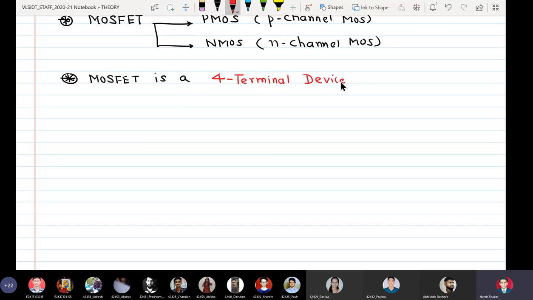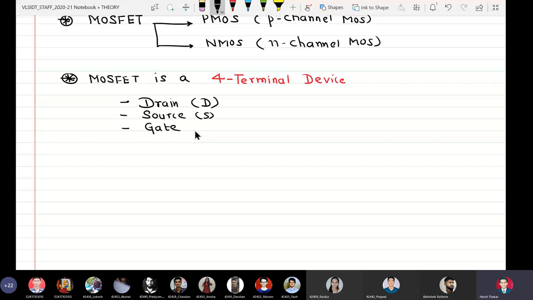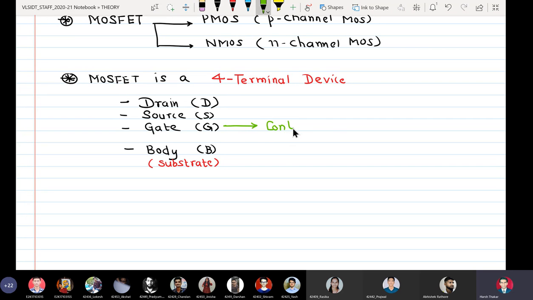Not a three terminal device. Drain D, source S, gate G, and fourth is body terminal B, also sometimes known as substrate. And this gate terminal is also known as control terminal, because it is responsible for turning on and off the device. Why control terminal?